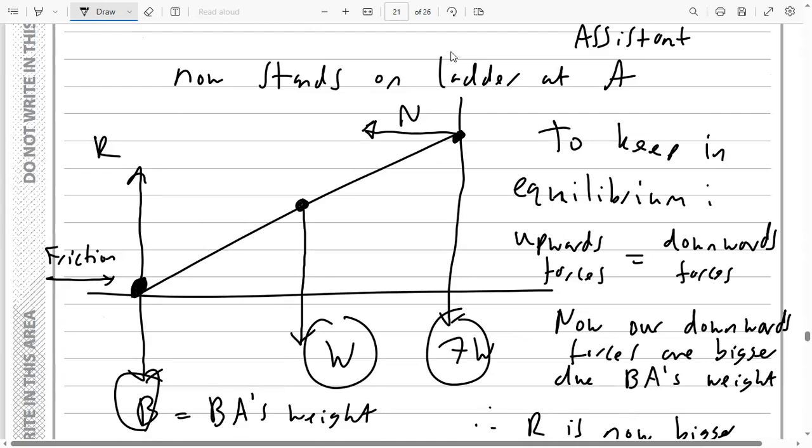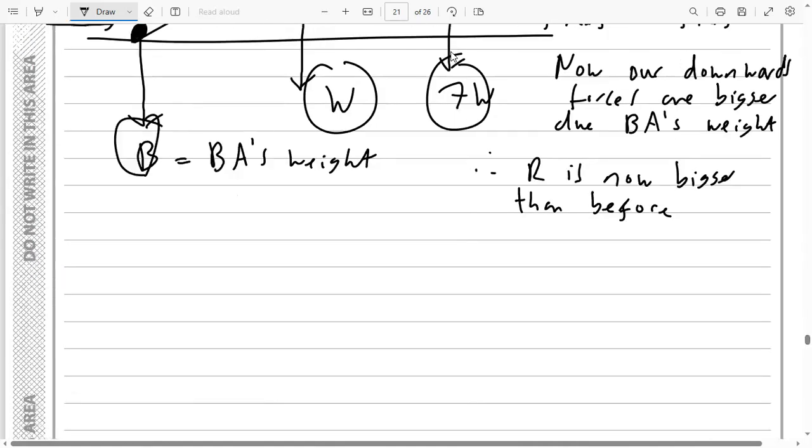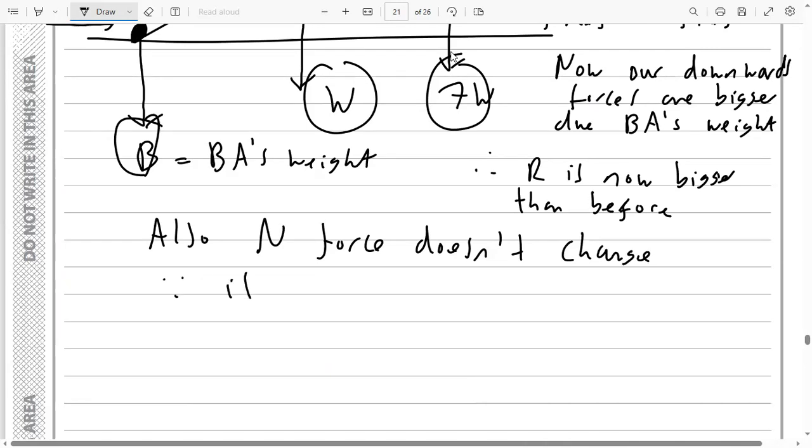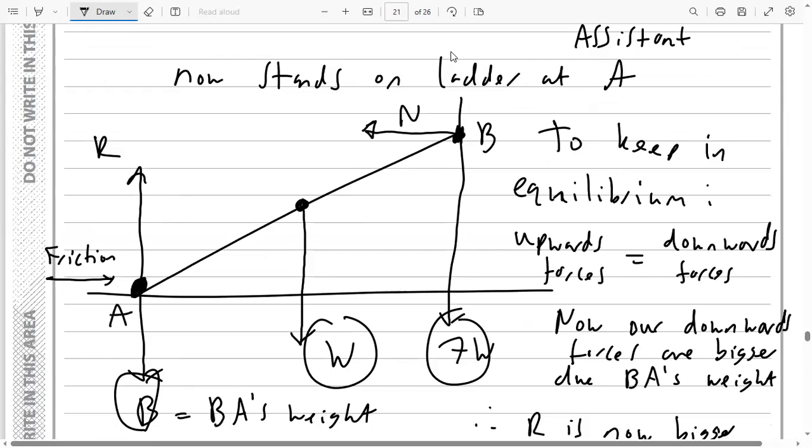So why is your normal reaction force not going to change at N, this N acting at B? Well, that's because if you take moments at A, it's the same calculation as before. So we know that the reaction force on the ground is bigger than before, but the N force doesn't change. Again, if we take moments about A, then it's the same calculation we had before. We forget about this R force, and we forget about this friction force.